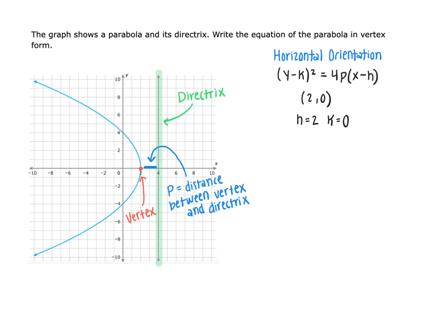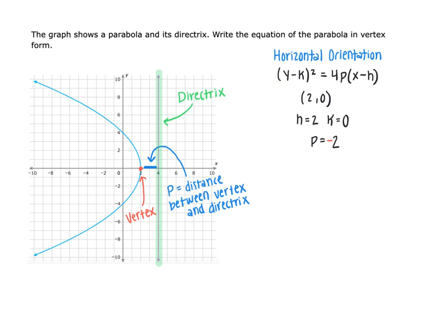I also know that p is equal to 2 because I simply just counted the distance from my vertex to my directrix, but I have to pay special attention to something. My parabola is opening to the left, and we know when a parabola opens to the left, p has to be negative.